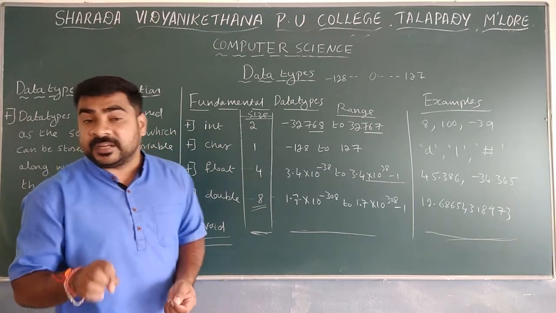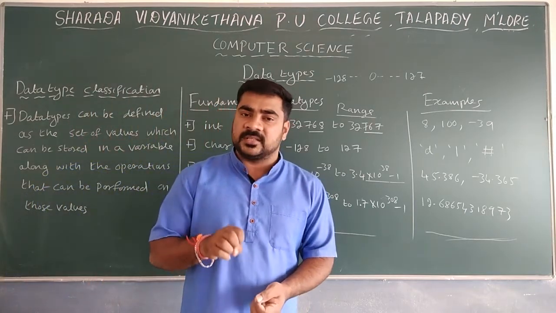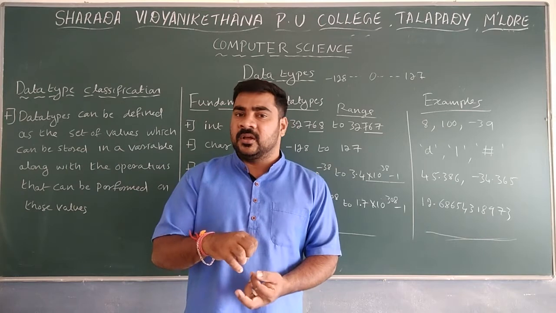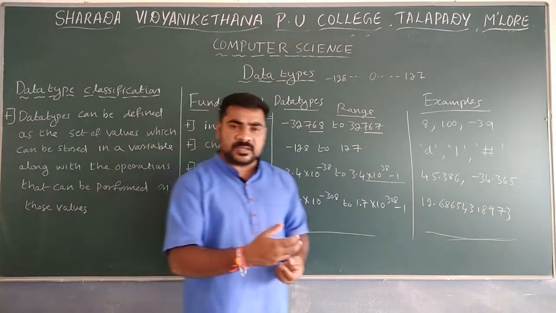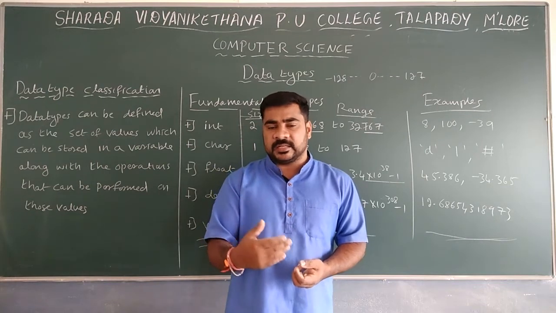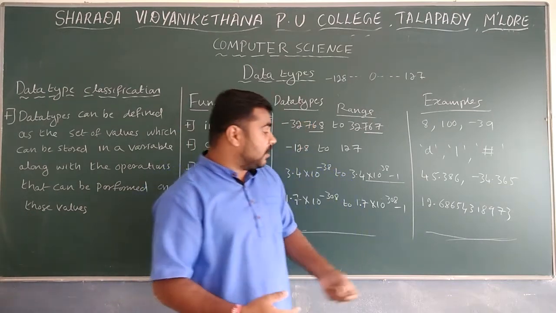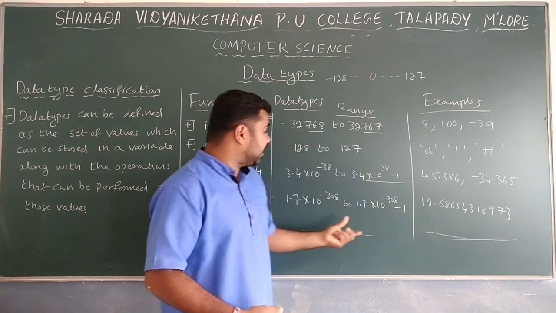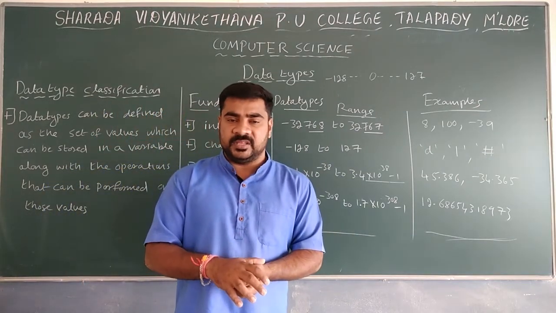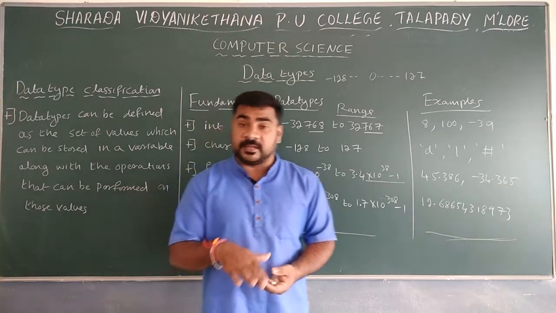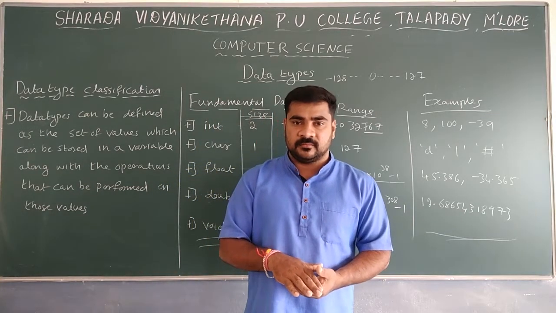Void means an empty data type. Void is known as the empty data type. There is no size, there is no range, and it is not possible to give an example. An example can be given based on the program. Whenever you study the remaining programs, at that time I can give the example. But there is no range and no size. These are known as the empty data type. These are the different fundamental data types.